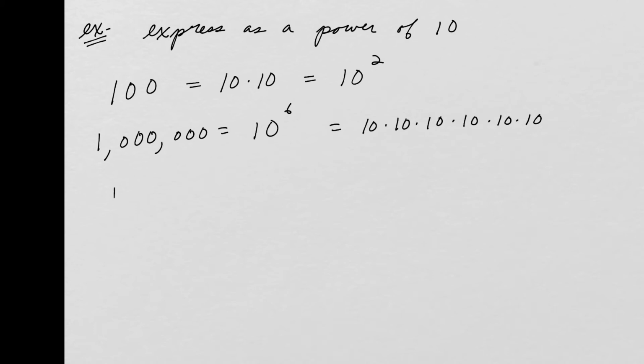And then 1,000, you can probably guess it's going to be 10 cubed, right? The exponent would be 3, because this is the same as 10 times 10 times 10, right? This would be 100 times 10, which is 1,000. So 10 cubed is another way of writing 1,000. Right? And remember, when we did the place value system, everything was a power of 10.